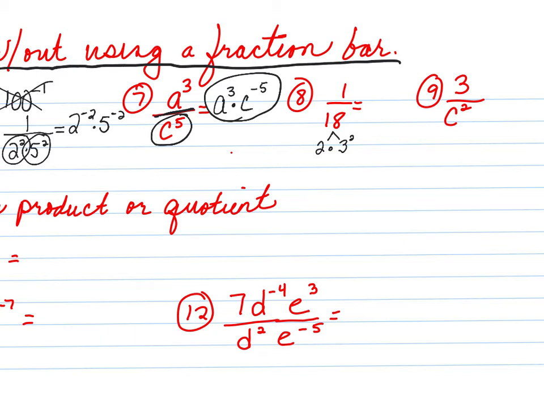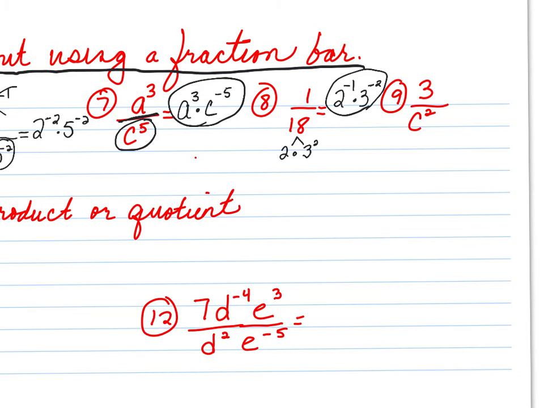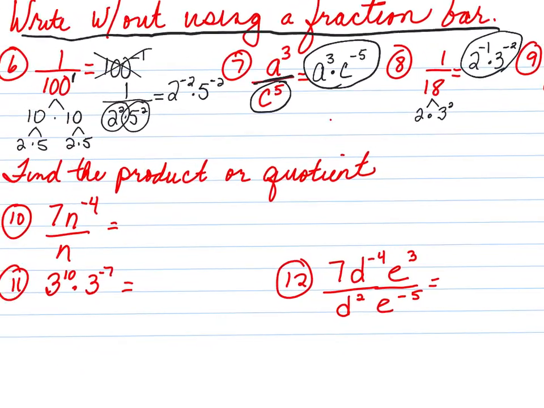Well, the 2 has to come to the numerator, right? So it's 2 to what power? Negative 1 times 3 to the negative 2nd. 3 over c squared, Hannah. 3c negative 3c to the negative 2 power. Yep, 3c to the negative 2nd power, right?